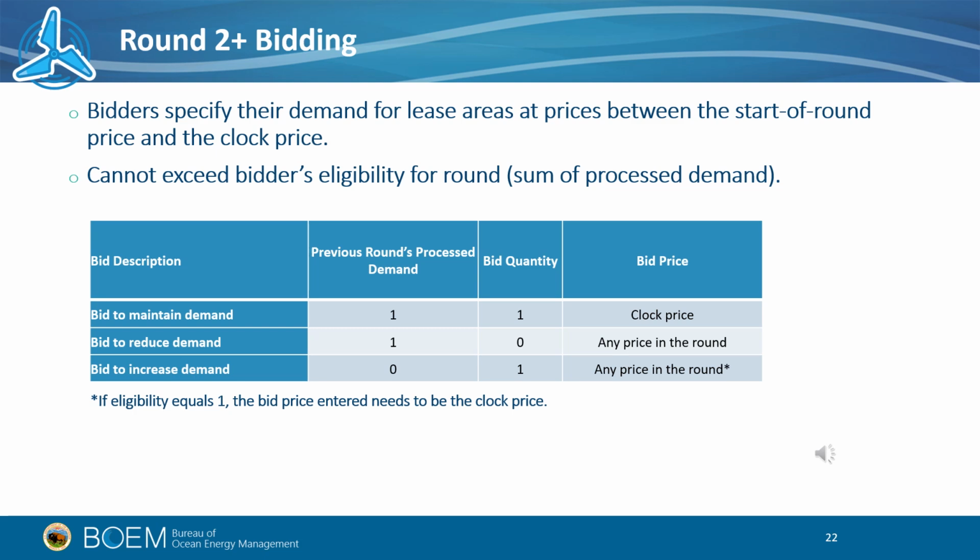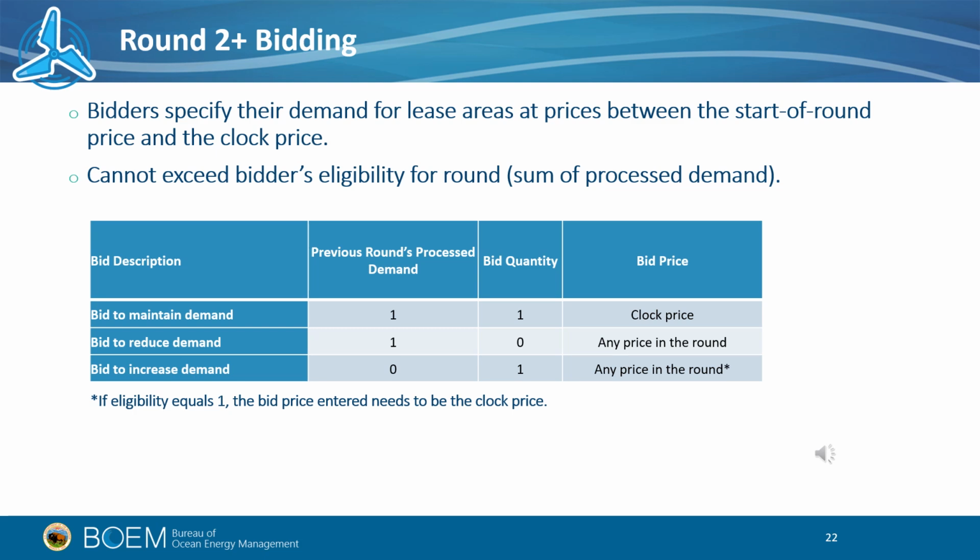The second type of bid is to reduce demand. To reduce demand, the bidder must enter 0 for bid quantity for the lease area where the bidder's process demand is 1, and enter a price between the start of round price and clock price for the round. The third type of bid is to increase demand. This requires the bidder to enter 1 for bid quantity for any lease area where the bidder's process demand is 0 at any price between the start of round price and clock price for the round.